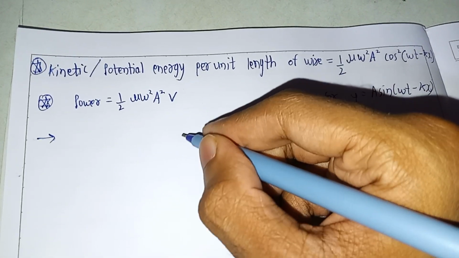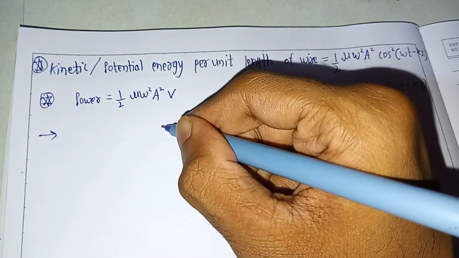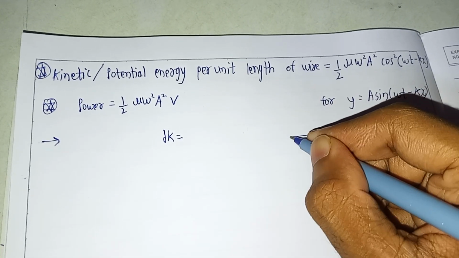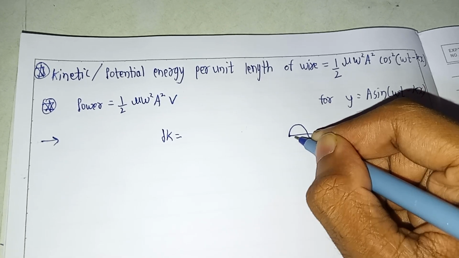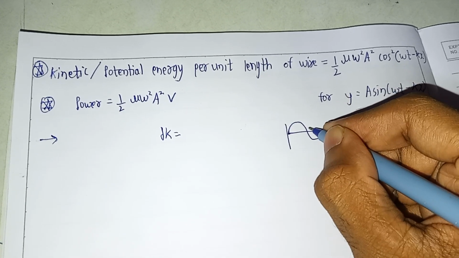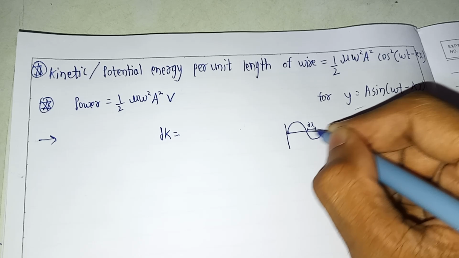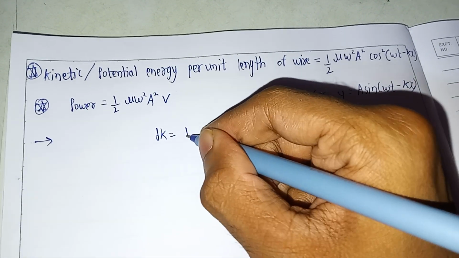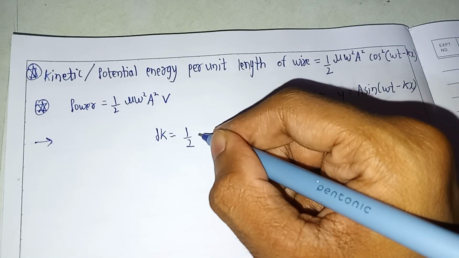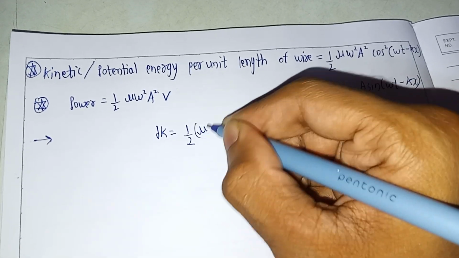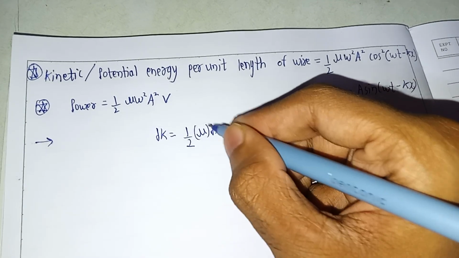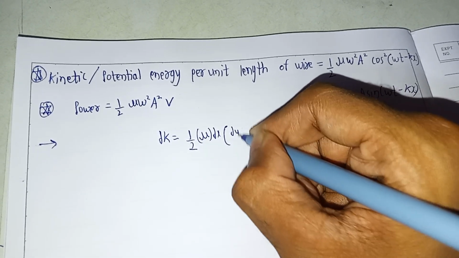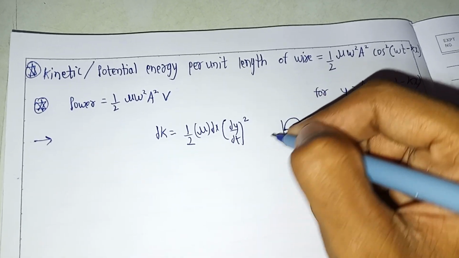Firstly, we will find kinetic energy per unit length. So you know the small kinetic energy for a wave traveling, and we will take a dx element on it. For the dx element we can write kinetic energy as half of mass, and mass is mass density mu times dx length, into velocity square, and velocity is dy by dt whole square.